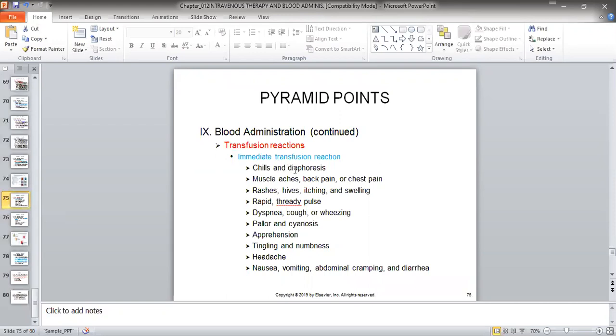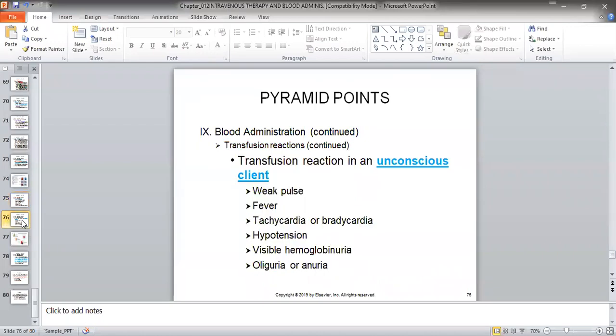So keep in mind, the most immediate or most common signs are the patient feels restlessness, nausea, hives, shortness of breath, fever, chill, and low back pain. Okay, low back pain. So this is the most common sign of blood transfusion reaction, right?